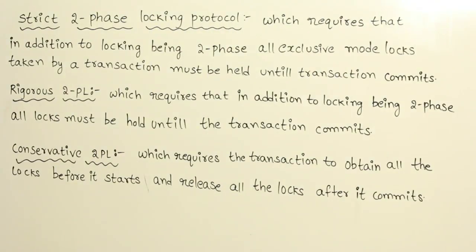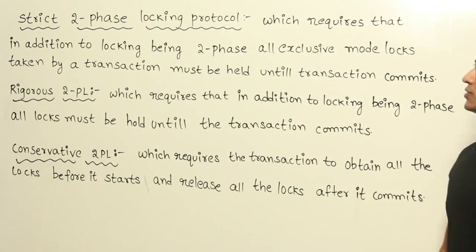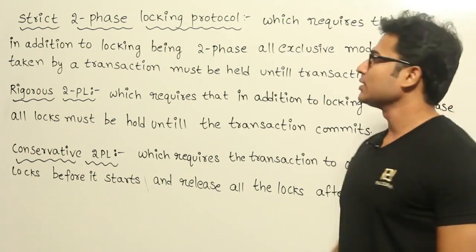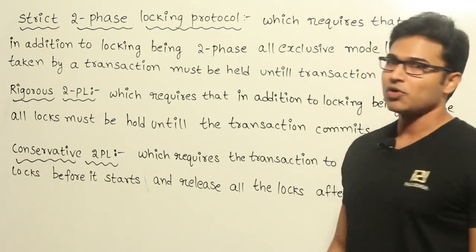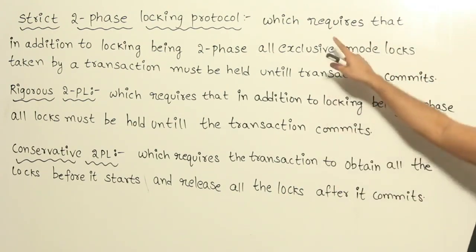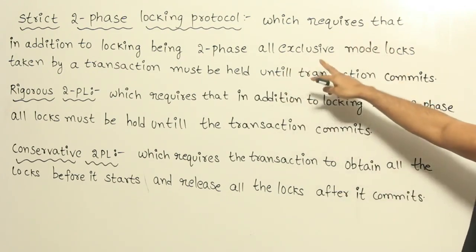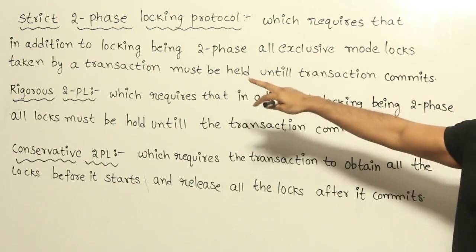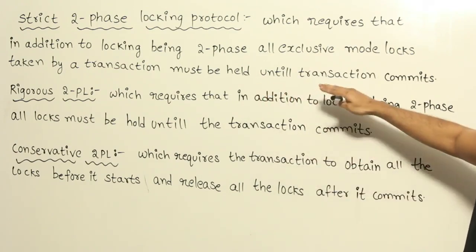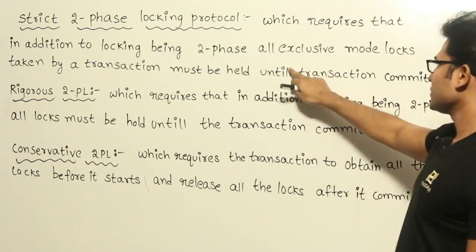Now let's see some variations on the basic 2PL. One variation is strict 2PL, the strict two-phase locking protocol. In strict 2PL, it requires that in addition to locking being two-phase, all the exclusive mode locks taken by a transaction must be held until the transaction commits.